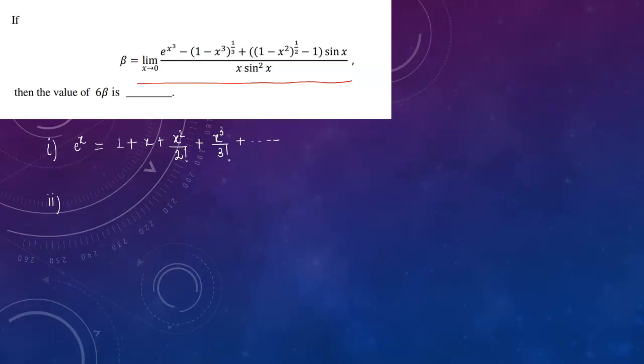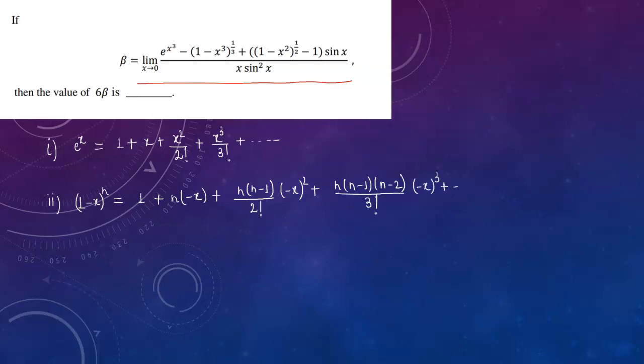Second, that is of 1 minus x to the power n, which is equal to 1 plus n of minus x plus n into n minus 1 upon 2 factorial into minus x whole square plus n into n minus 1 into n minus 2 upon 3 factorial into minus x to the power 3 and so on.